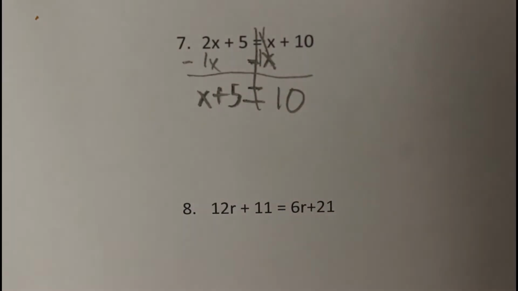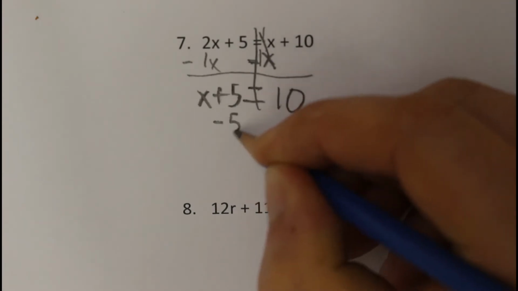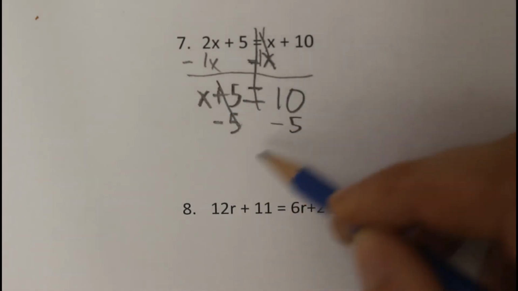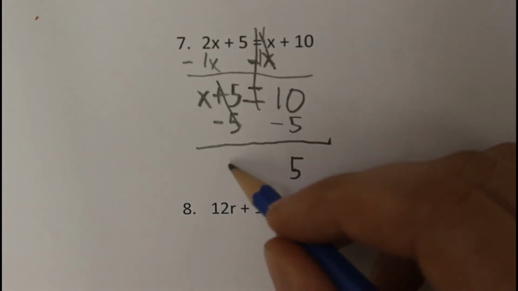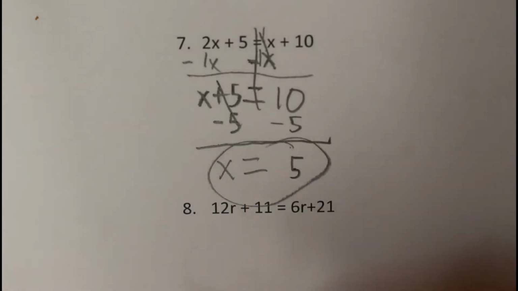So now we have just a one-step equation. Once you get to here, we should be back to basics. So take away 5, take away 5, those two will cancel each other out. 10 take away 5 equals 5. Bring x down. It's not a 1, it's not a 2, it's not a 3. We're done. X equals 5. That's your answer.